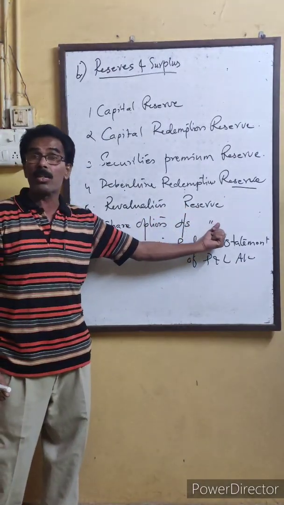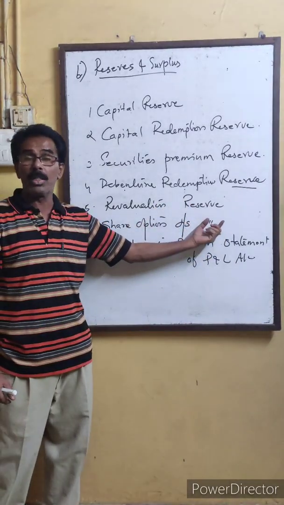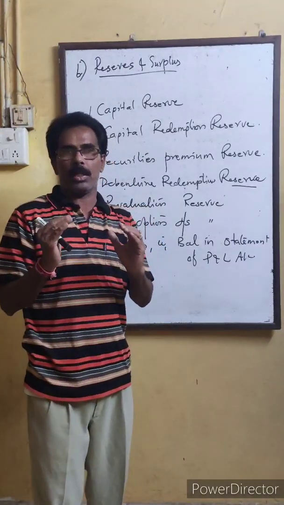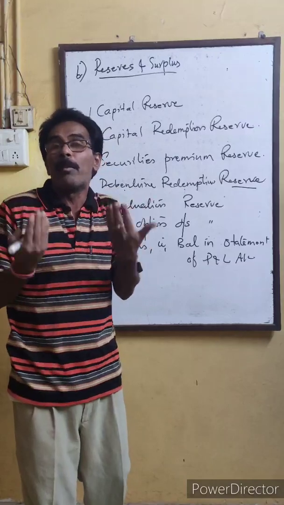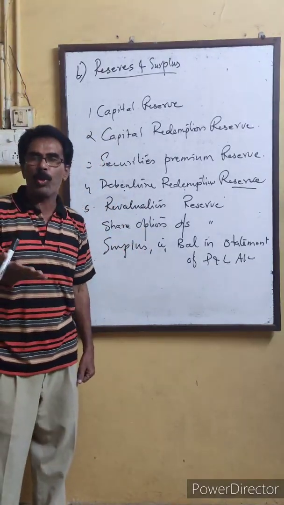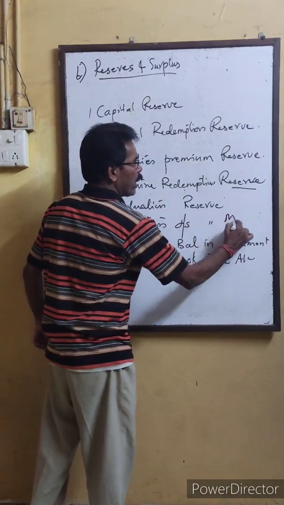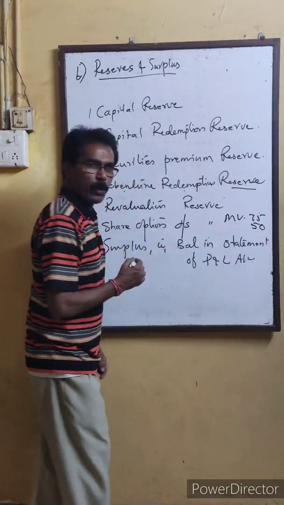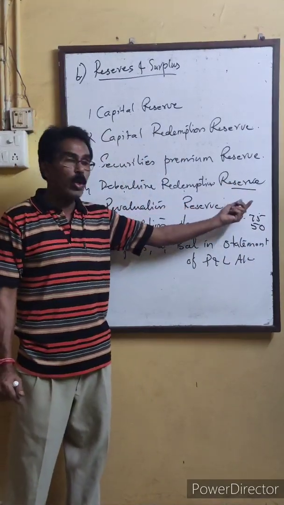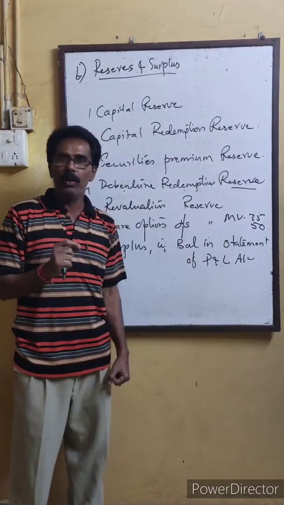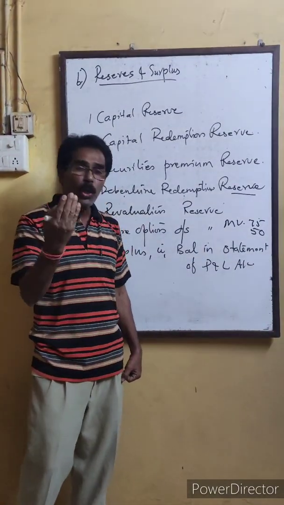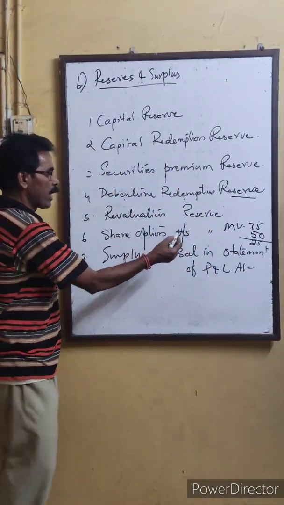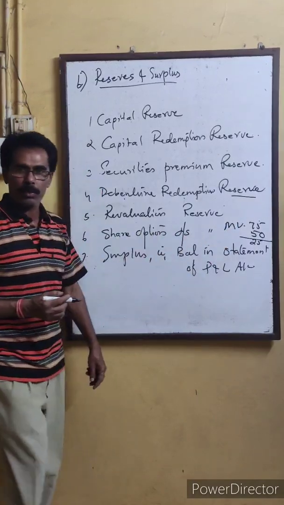Share option outstanding reserve means the reserve made from the difference between the market value and the issue price. Sometimes shares are issued to employees. Suppose the market value, the value in the share market, is 75, but the shares are given to employees at rupees 50. The difference of 25 per share will be created as the share option outstanding reserve.